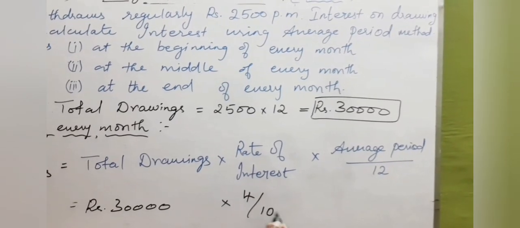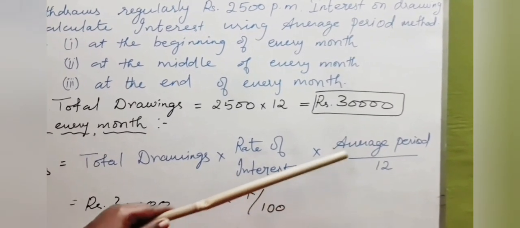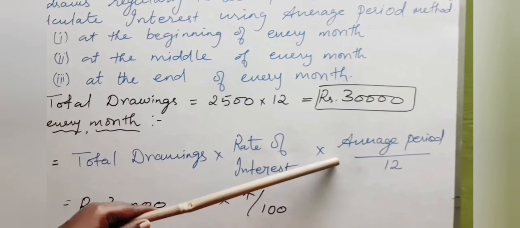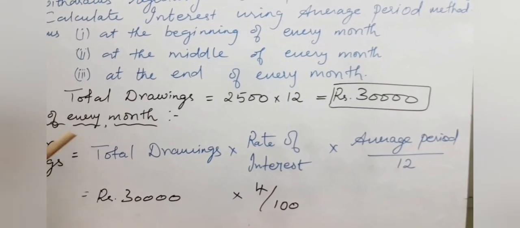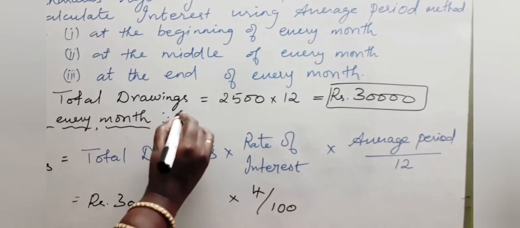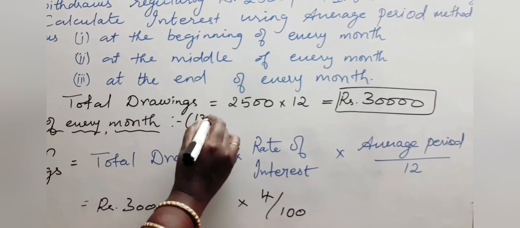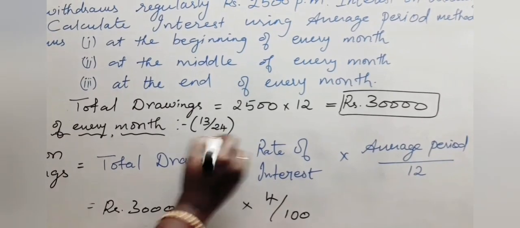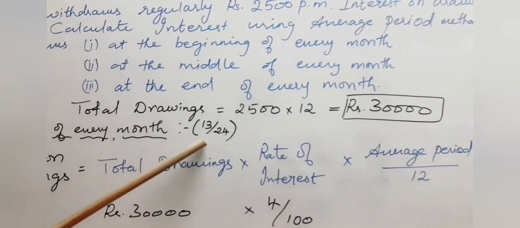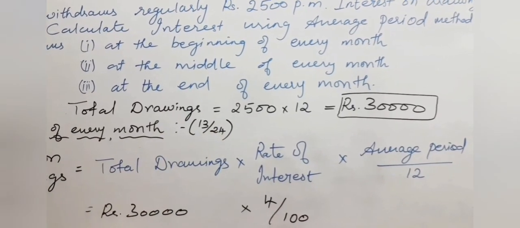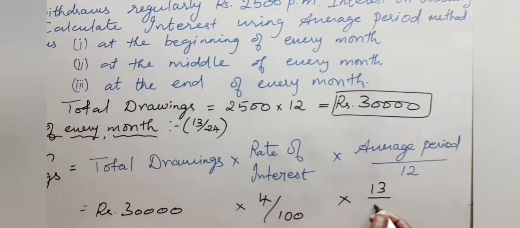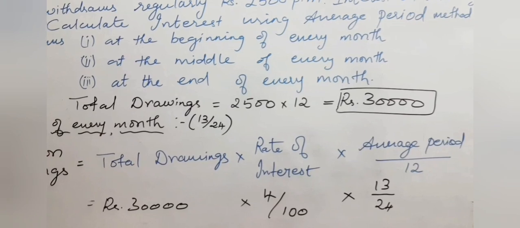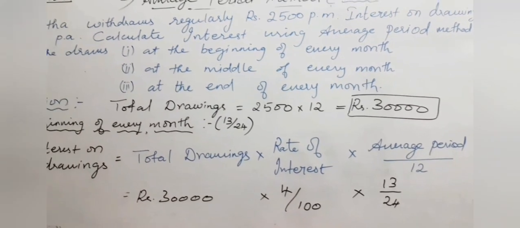Next you see rate of interest is how much? 4%. Next you see average period. Average period you have to remember the tabular column here. If it is in the beginning of every month, what is the average period? As I told you, it is 13 divided by 24. Am I right? You have to simply apply the formula here. That is 13 divided by 24. That's all.